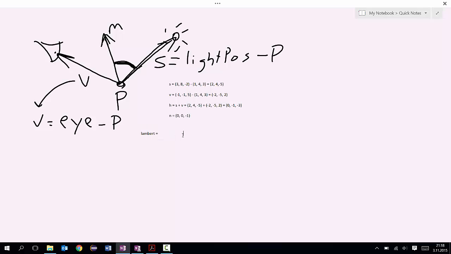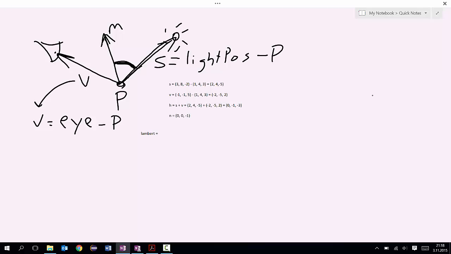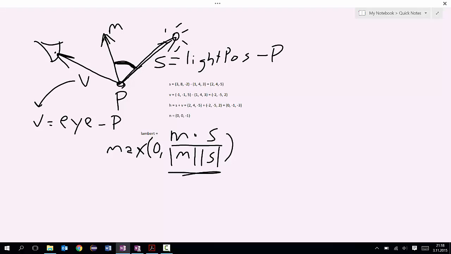I don't know if it's simpler for us to simply write this out here or draw this. So what we're going to get here is Lambert equals m dot s divided by the length of m times the length of s. In fact, what Lambert does equal is the max of 0 and this, meaning that if we get a negative number from this part, it'll become 0, but we're mainly interested in this part here.